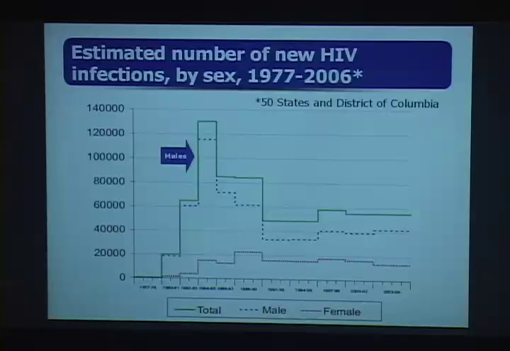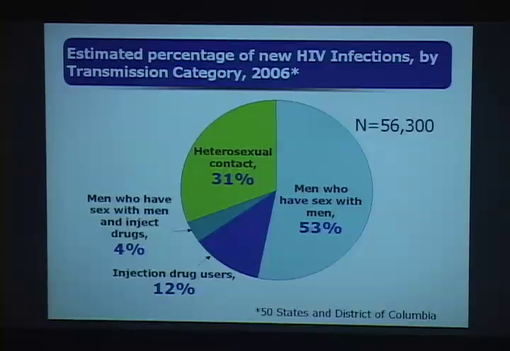We saw increases in the mid-1990s, relative stabilization, although there have been some increases occurring in 2003 to 2006. Among women, we saw a later peak in HIV incidence, and since the early 1990s, we've been seeing a slow but gradual decline in HIV incidence in the United States.